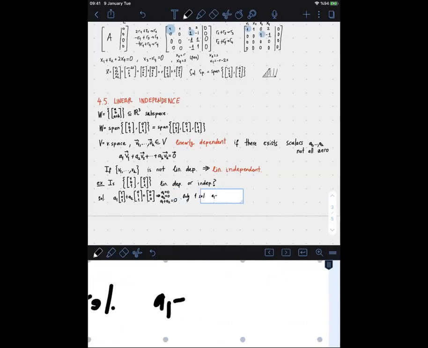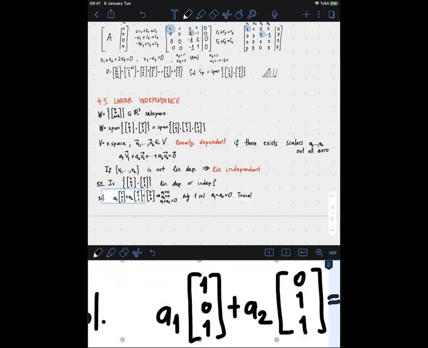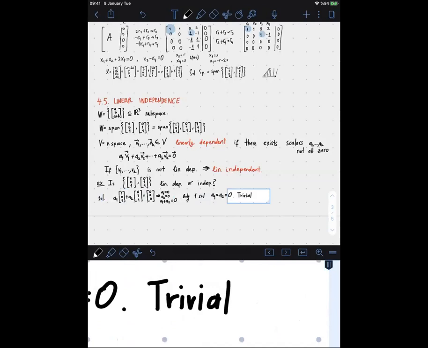This is a1 equals a2 equals 0. There is no other solution, okay? And this solution is the trivial solution, because this is always satisfied no matter what vectors these are. So if I multiply them by 0, the result will always be the 0 vector. So this is the trivial solution.